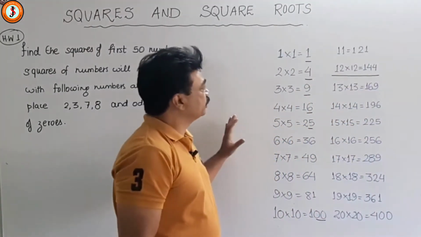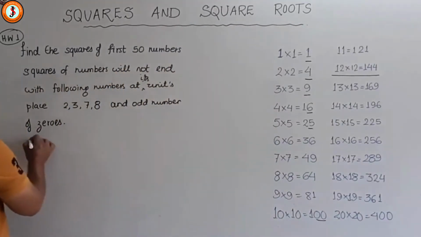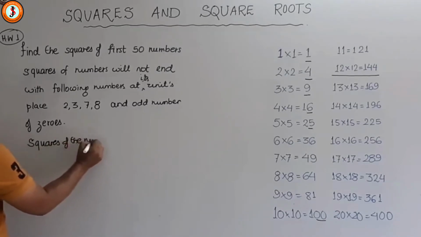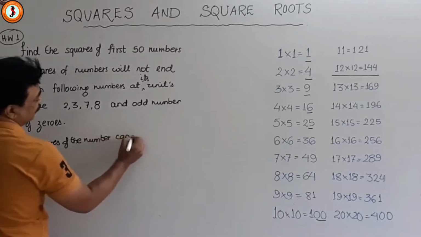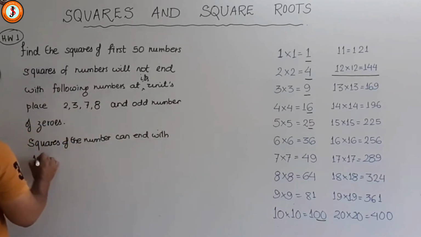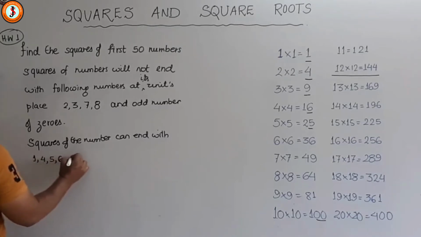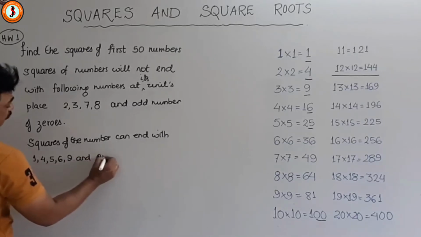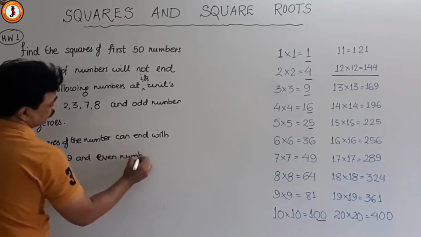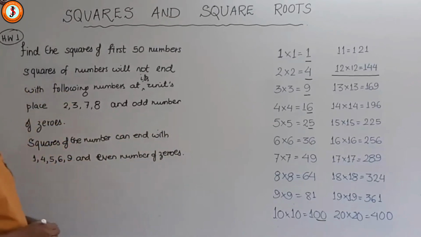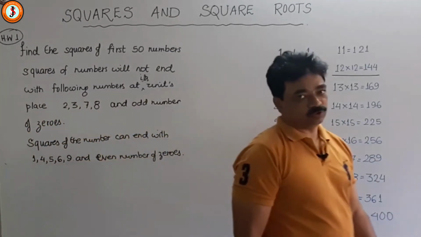Then that means squares of a number can end with 1, 4, 5, 6, 9 and an even number of zeros. So these are very, very important concepts of squares.